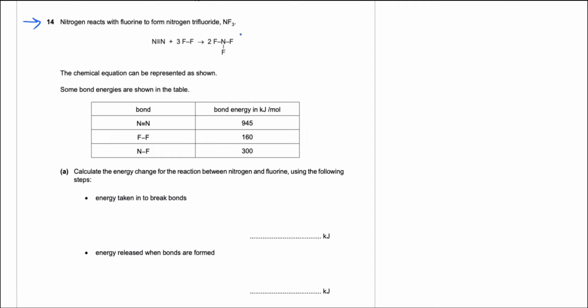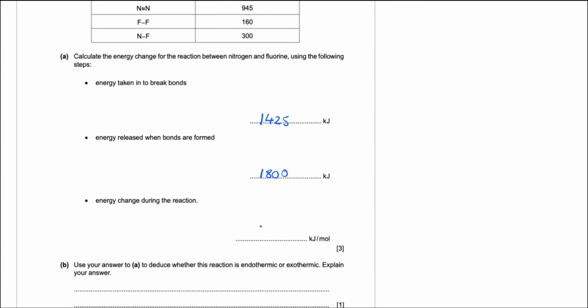Once again, you have a chemical reaction, and he's asking you for the bond breaking, bond forming, and overall energy change. I'm just going to save your time, but you have to answer all of these questions yourself, and you have to check your answers and compare it with the mark scheme. I'm just going to give you the final answers here. For the bond breaking is going to be 1,425 kilojoules. For the bond forming or making is going to be 1,800. And if you take the difference between them, the final overall energy change is going to be minus 375. So that's an exothermic reaction.